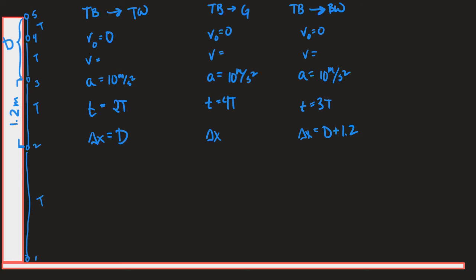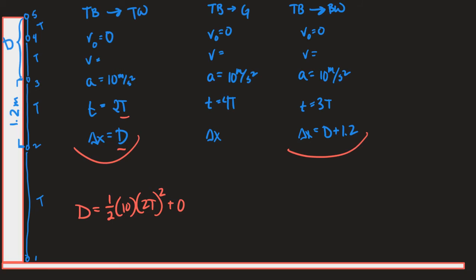That suggests that if I use this information and this information, I should be able to create two relationships that have a shared set of variables. This one would be d equals 1/2 a t squared plus 0t.